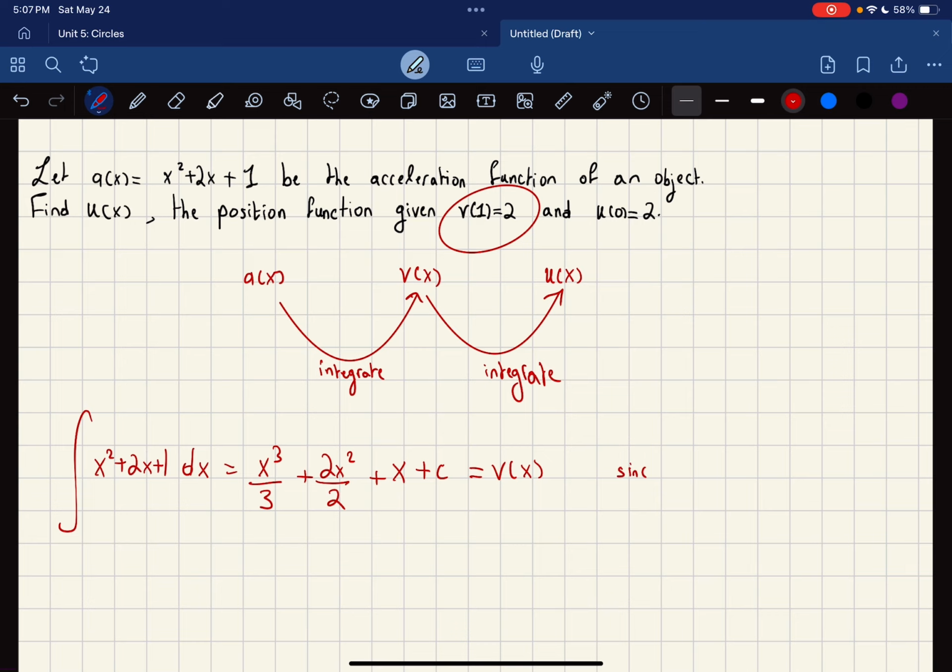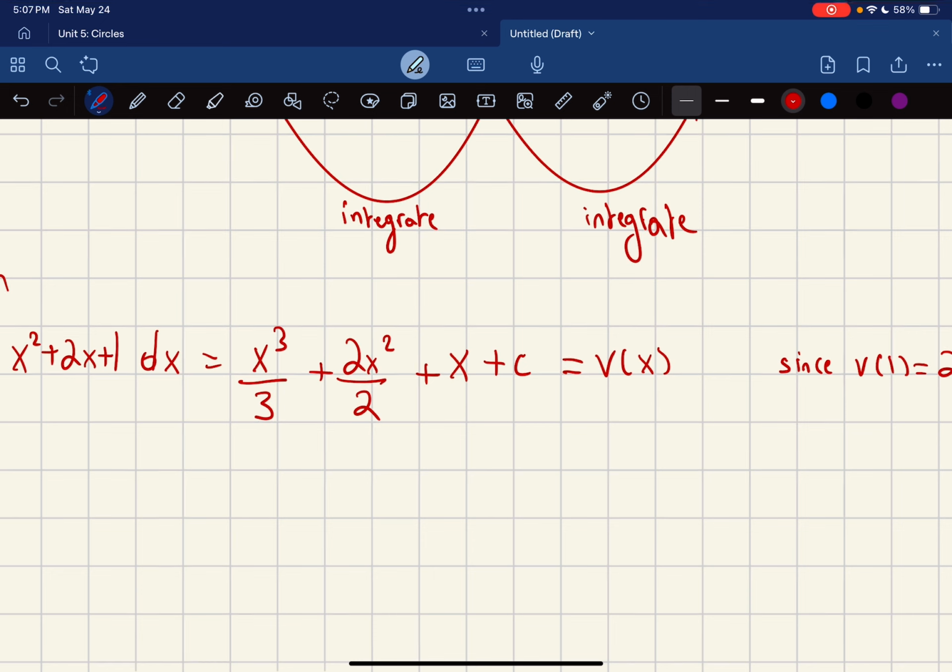So since v of 1 is equal to 2, we're going to replace x with 1. So 1 to the power of 3 over 3 plus 2 times 1 to the power of 2 over 2 plus 1 plus c equals 2. So this is going to be 1 over 3 plus 1 plus 1 plus c equals 2. 1 plus 1 is going to be 2. Move it to the other side. So 2 minus 2 is going to be 0. So c is going to be equal to negative 1 over 3.